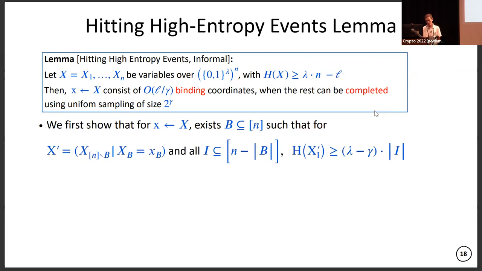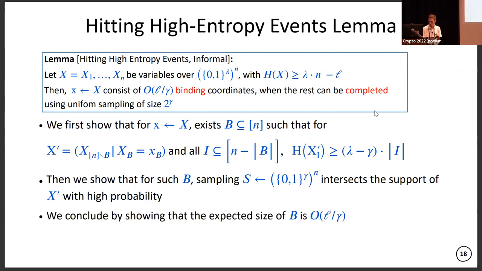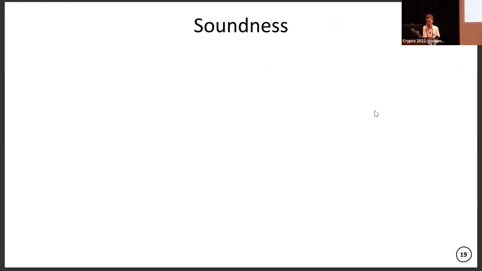And first we show that for a specific subset, if we fix that, we have large entropy for everything. And sorry, I'm rushing because I don't have much time. Okay, we can discuss it later if you want. Come to me or read the paper.